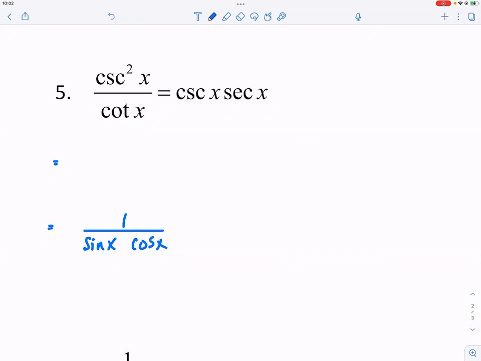Now, for number five, how can you go from the left-hand side cosecant square x over cotangent x and then turn all the way down to 1 over sine x and cosine x? What needs to happen? Okay, so that's correct. When we have situations like this, it's very important that you know how to handle things called complex fractions. Well, what do we know about cosecant square x?